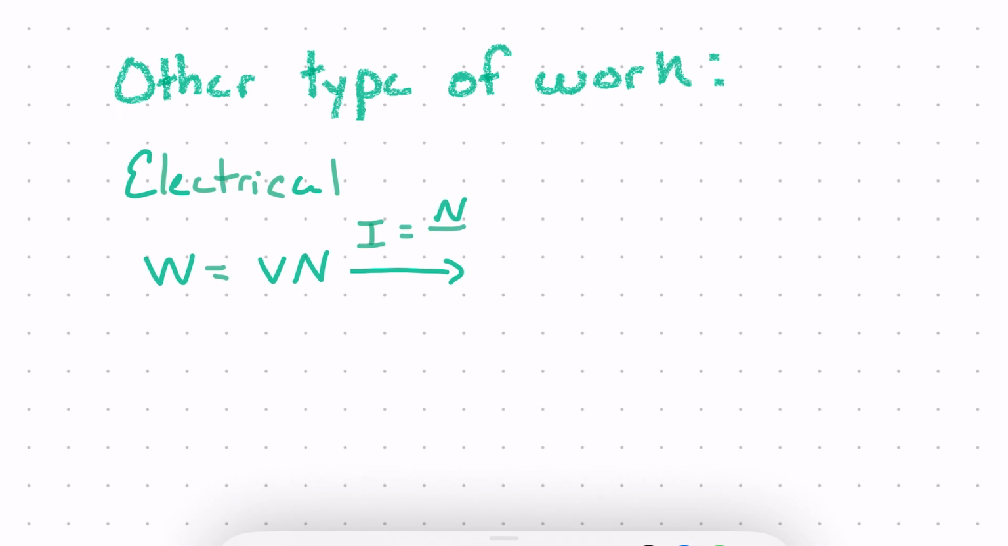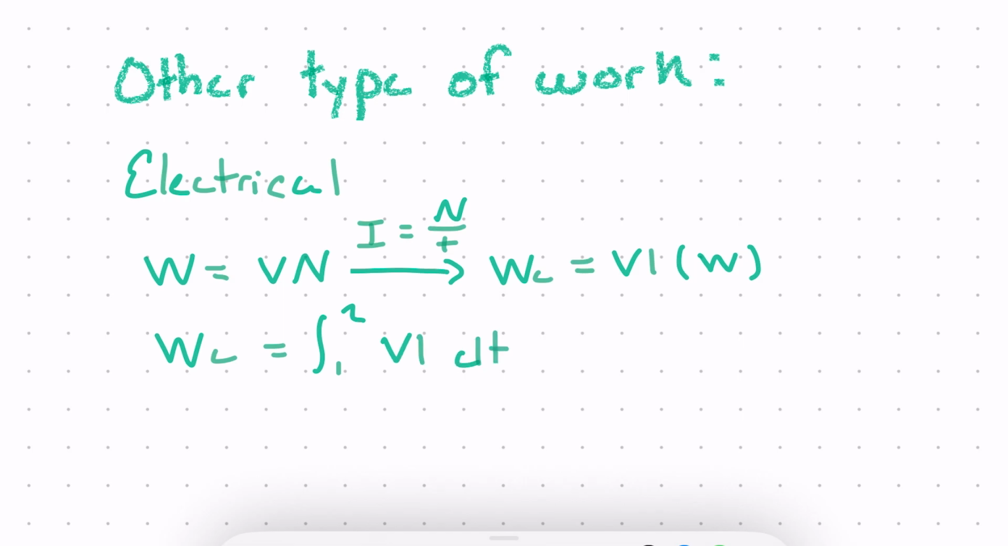Electrical work is caused by electrons crossing the system boundary. Electrical work is equal to the integral of the voltage multiplied by the current with respect to the time elapsed. Since the voltage and the current are constants, we can take them out of the integral and integrate with respect to time.